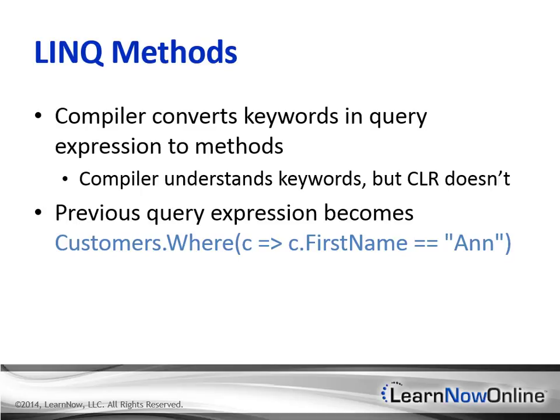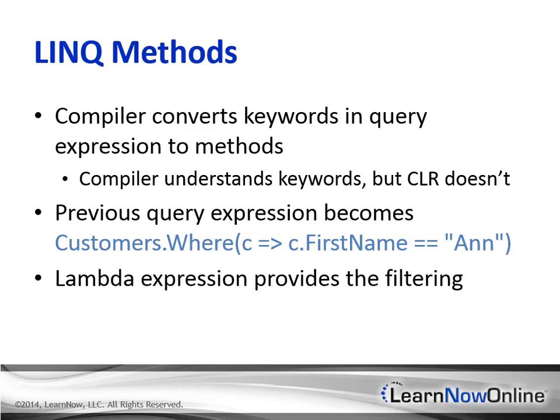Customers.Where, because the where clause becomes a method call on that customers collection. And then it provides a lambda expression for the predicate, for the where expression. Now, this isn't quite the actual result of the conversion that happens behind the scenes, but it's close enough for our purposes here. There's some other things that go on that really aren't relevant to the discussion here.